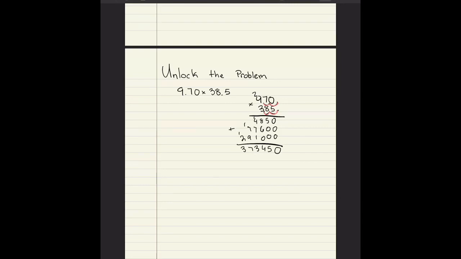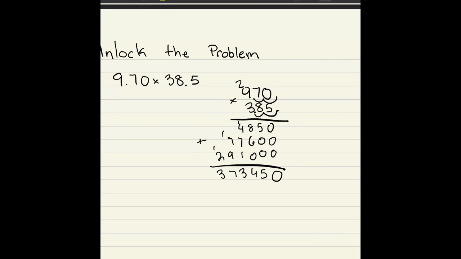Ooh, I made a silly mistake. Ooh, right on the first example, come on. Let's see. I'm supposed to be multiplying 9.70 and 38.5. I multiplied 9.70 and 3.85. Silly mistake. This is why you work carefully and slowly and you watch what you do, right?